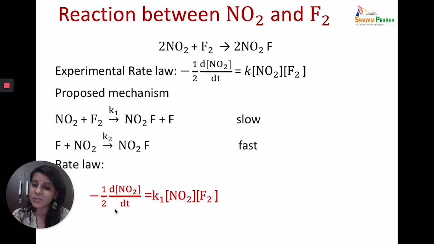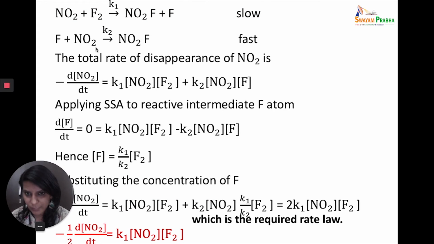I'm repeating, why is this 1/2 there? Because 2 NO2 molecules are being consumed during the course of the reaction. So this can be done. But suppose I had no idea which one was the slow step, and I thought that they were of comparable rates, then I can still do that. I can write down the total rate of disappearance of NO2. So minus d[NO2]/dt, from the first step, will be equal to k1[NO2][F2] plus k2[F][NO2] from the second step.